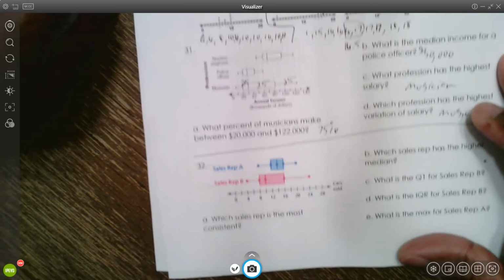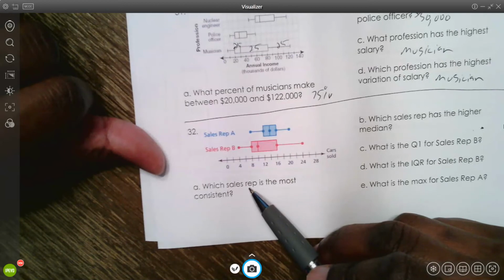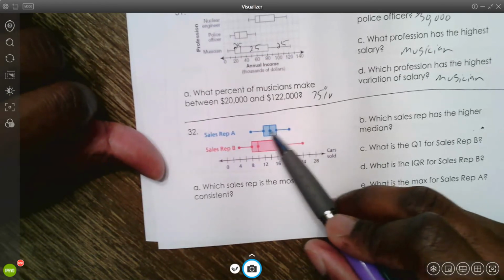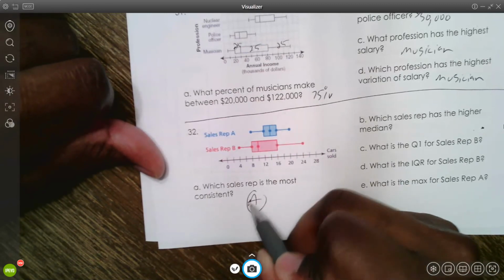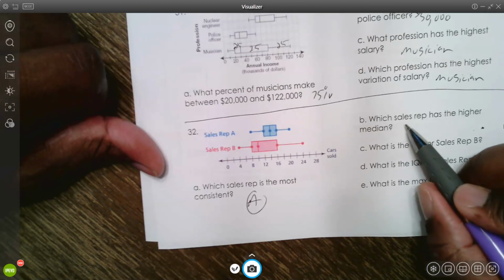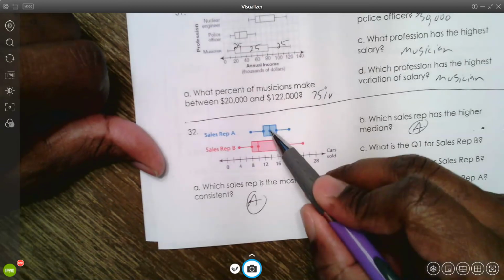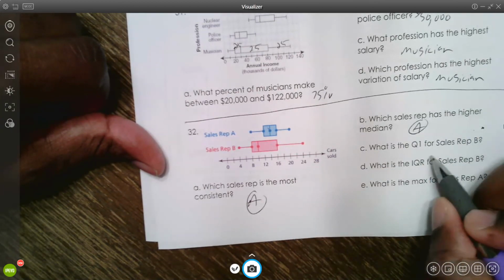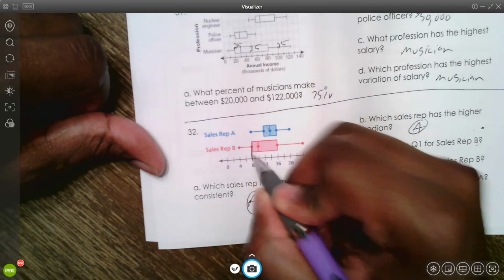Number 32. 32 says, part A says, what sales rep is the most consistent? So sales rep A has a tighter range. So sales rep A is more consistent. Which sales rep has a higher median? So that's also sales rep A, because his median is around here. It looks to be about 14. What is Q1 for sales rep B? So it should be 8.